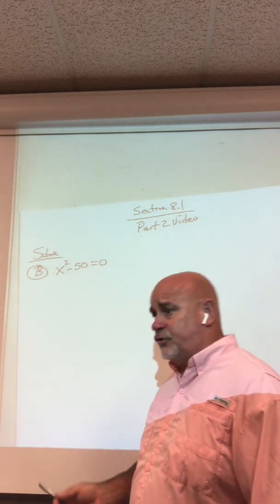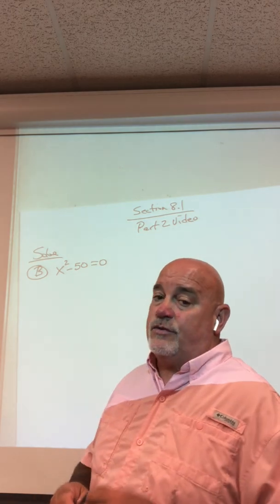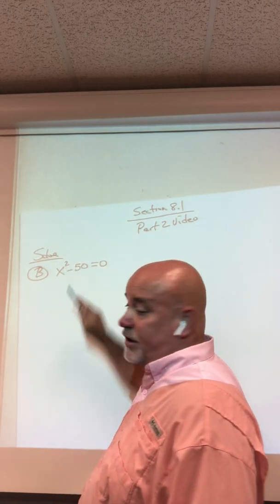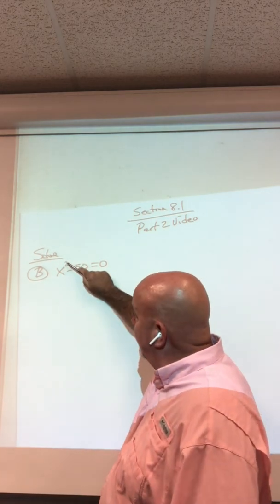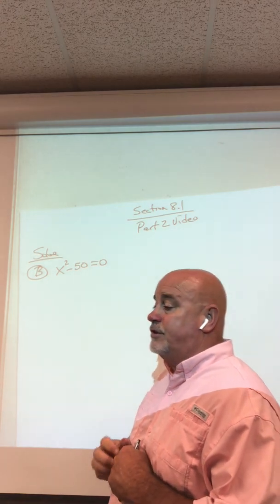So how do I know the square root property will work on this? First of all, because the instruction says solve by the square root property. But secondly, because this quadratic equation has two terms. One is your square term and one is your constant term. All right, so let's go through the steps.